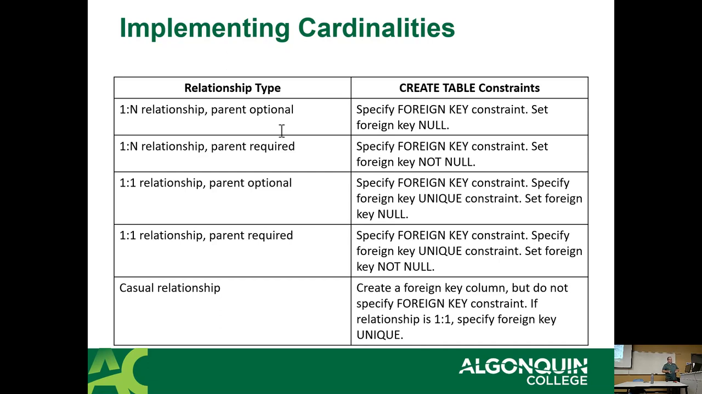So there's such a thing as a casual relationship. A casual relationship is if you create the column, but you never actually define the foreign key. So essentially you're saying, this is a foreign key, but we don't care what you actually put in it. So this could be total garbage. We're just going to let it roll. They're not good foreign keys. If you're not enforcing the rules, it's not a good foreign key.